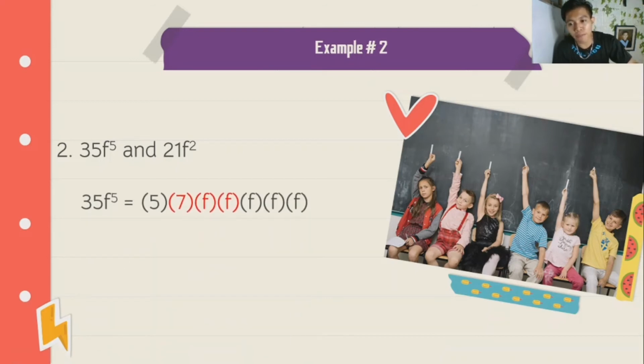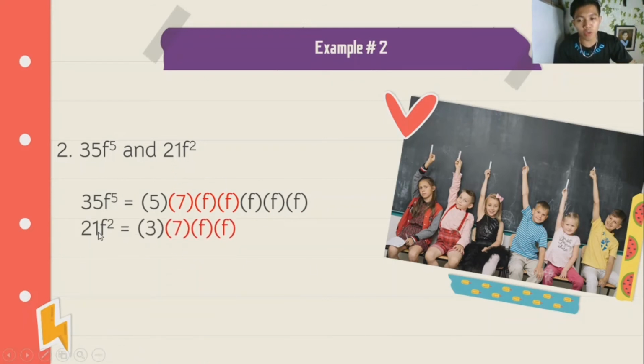Factors or prime factors of 35. That is 5 times 7. Yun lang talaga yung prime factors niya. 5 times 7. And then, f raised to 5, 5f. Diba? So, sulat mo lang sila.